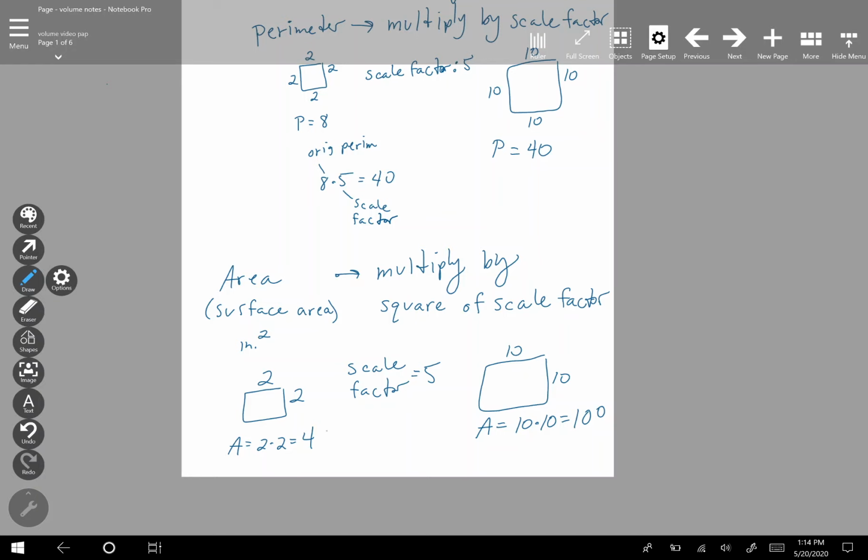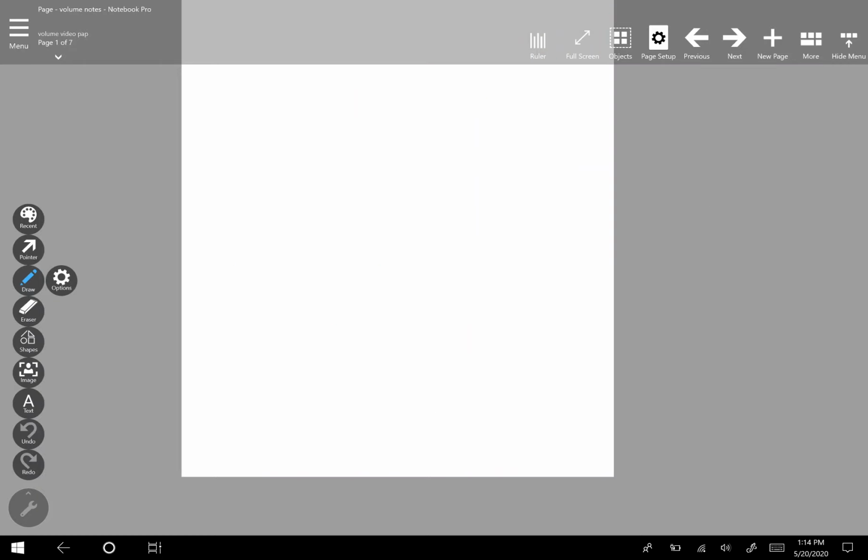So think about it. My original area is 4, okay, that's the original. Now 4 times what gives me 100? 4 times 25, right? Well, 25 is 5 squared. If you square the scale factor and multiply it by the original, that's going to give you the new area. Okay, now volume.